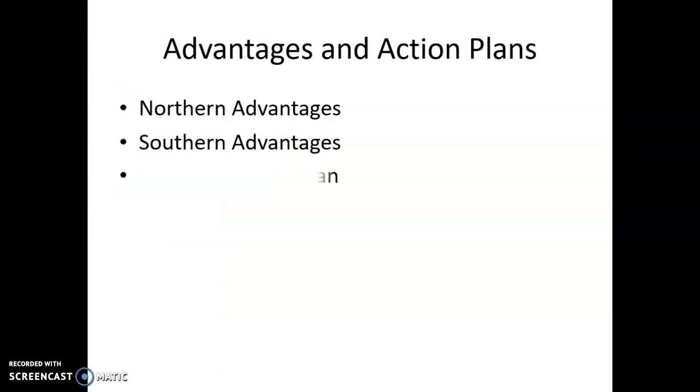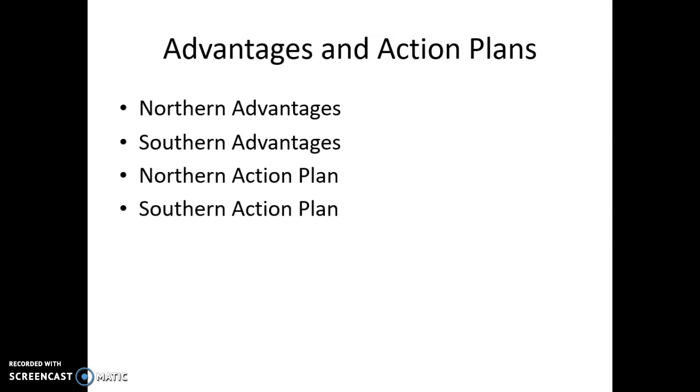Okay, so to look at their advantages and their action plans, the northern advantages are that they have more people, more factories, that leads to more food production. They also have a more extensive railroad system to transport goods and supplies for the war effort, and they have an established government. The southern advantage is that cotton is still ruling the southern economy.